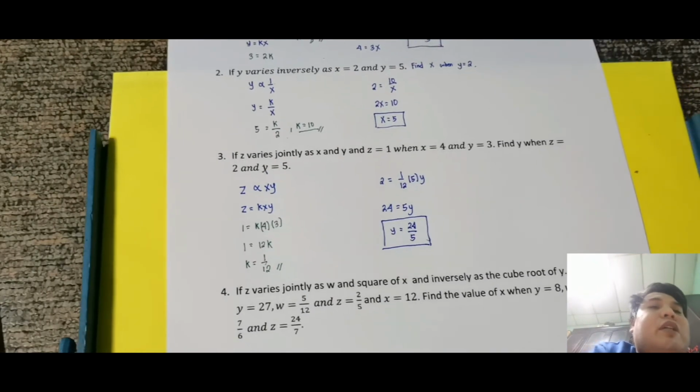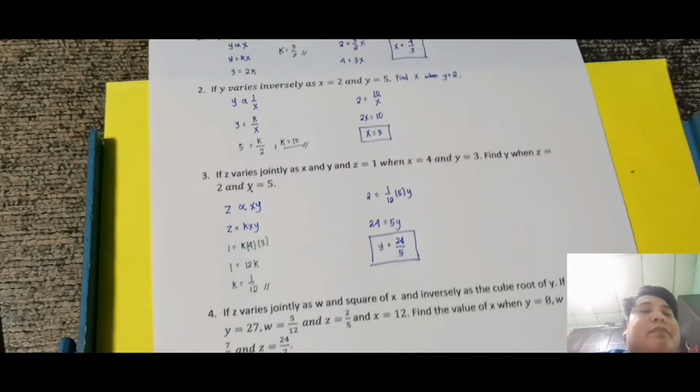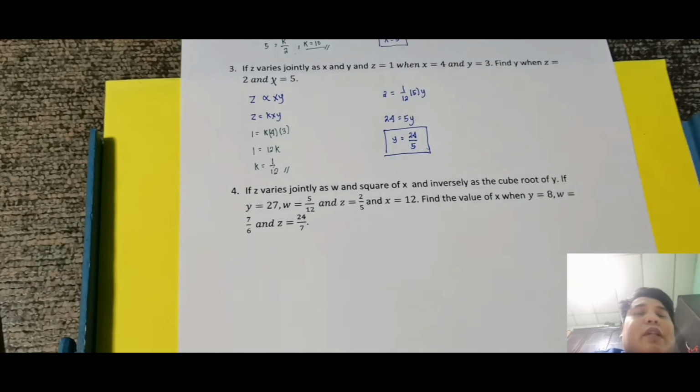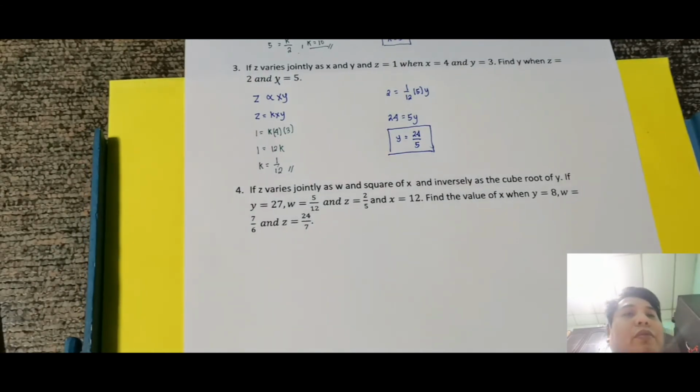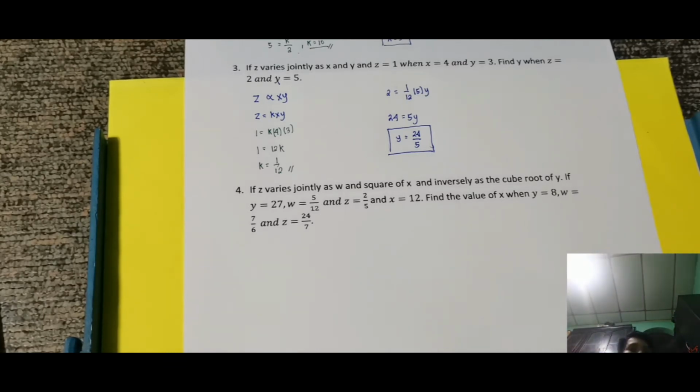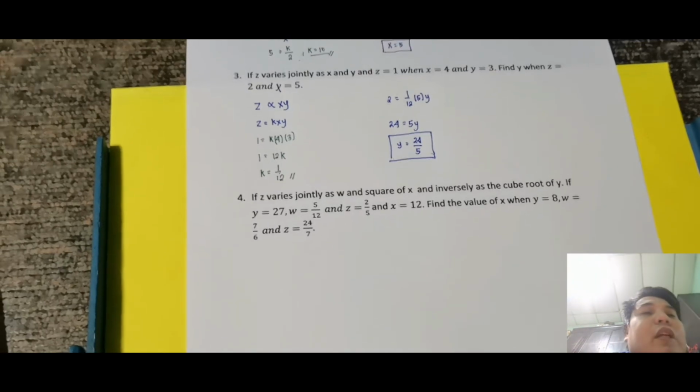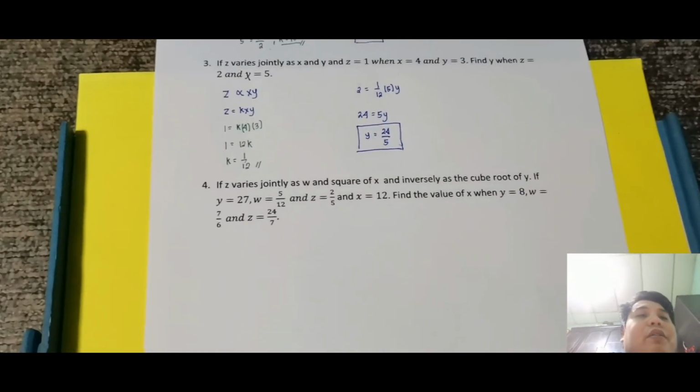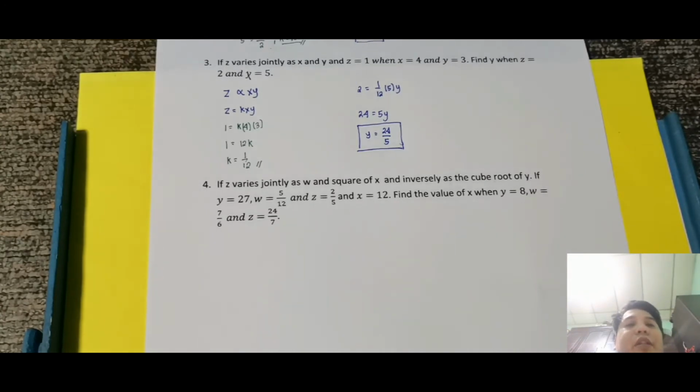Okay, so lagyan natin konting twist para medyo mas sumirap. Next, if z varies jointly as w and square of x and inversely as the cube root of y. So, ang dami, no? Joint na siya. May square, may joint na siya na direct, tapos may inverse pa. So, sabi, if y is equal to 27, w is equal to 5 over 12, and z is equal to 2 over 5, and x is equal to 12. So, find the value of x when y is equal to 8, w is equal to 7 over 6, and z is equal to 24 over 7.